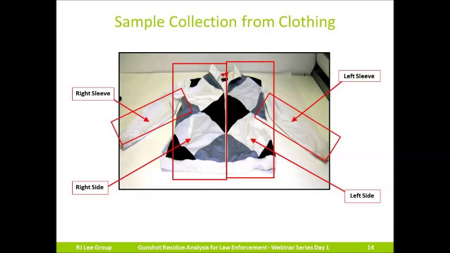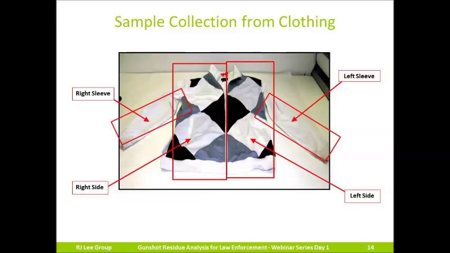So now I'm going to go over some sample collection from, let's say, an article of clothing. When sampling clothing or other items, the same method of particle extraction is used. The dabbing technique is applied in a vertical and horizontal direction, creating a grid-like pattern over the area of interest. When samples are taken from clothing, typically more than one sample is needed.